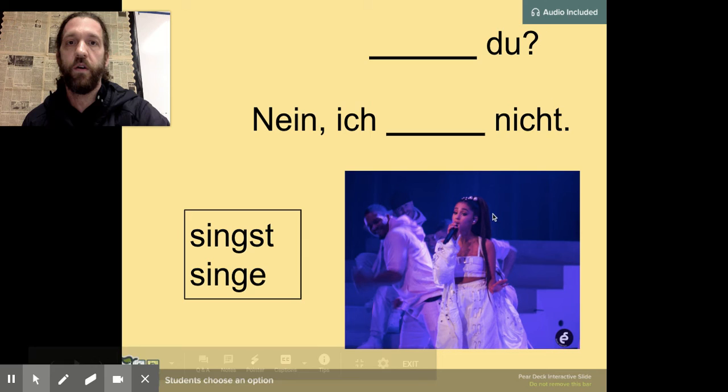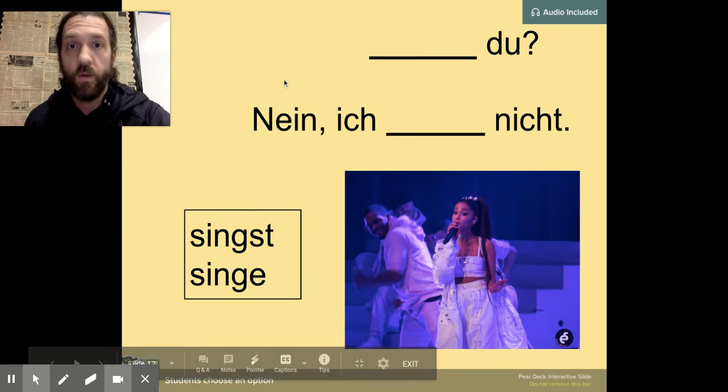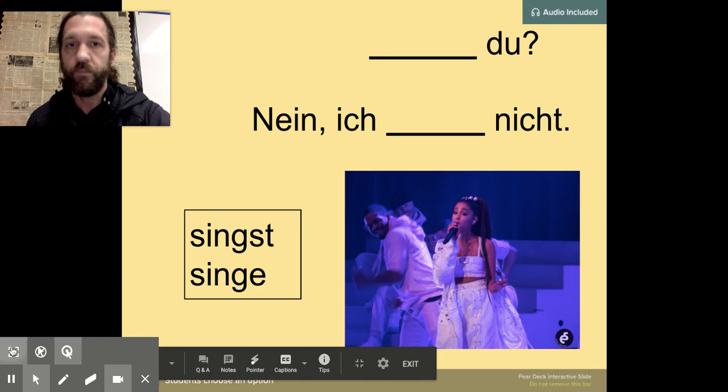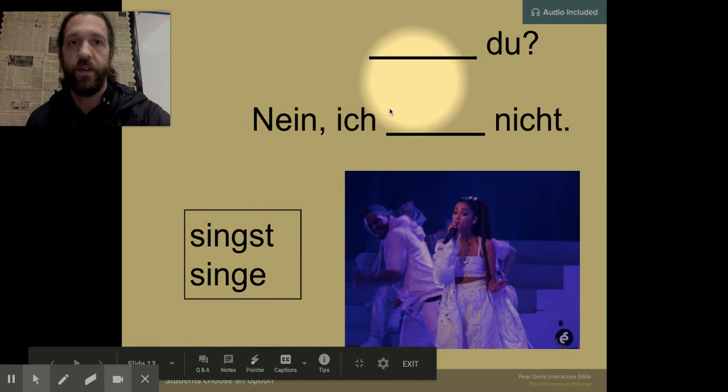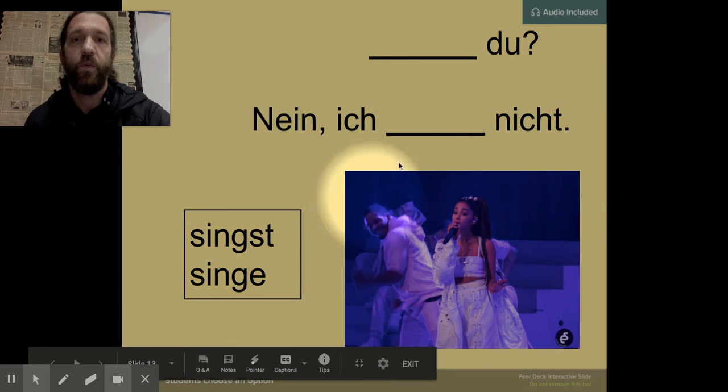So make sure you listen to the audio, because you're going to hear the question, singst du? Nein, ich singe nicht. And then you're going to have a multiple choice question that asks you which form of the verb with which verb ending, singst or singe, goes in the blank. Okay, so one of these verb endings corresponds to du, and if you remember in the chart what that is, you might know that singst would fit in this blank. Singst du? And then singe would fit in this blank.